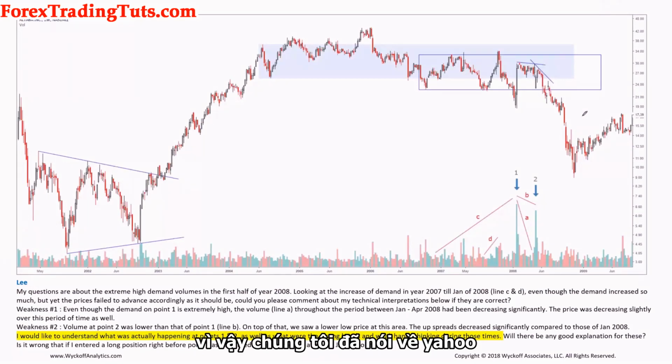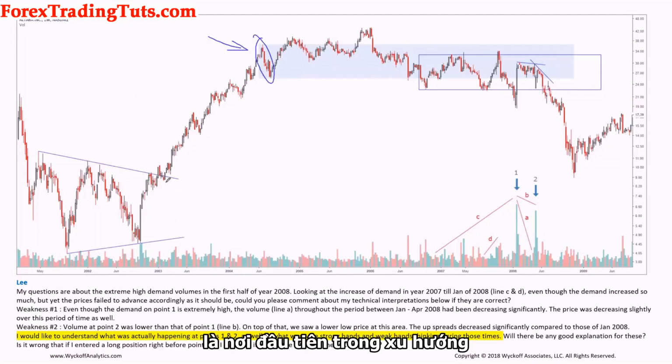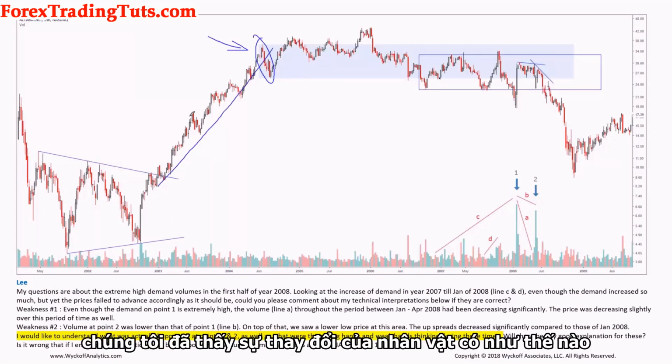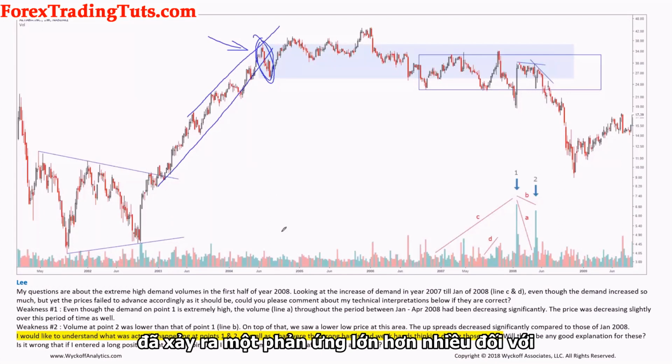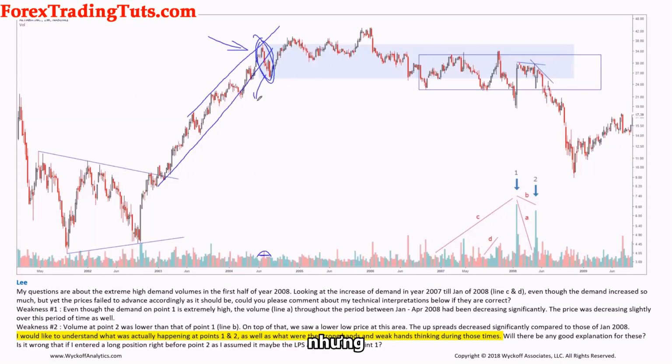So we've talked about Yahoo, and we were talking about Yahoo in the context of a change of character. This was the first place in the trend where we saw how the change of character has happened. A much larger reaction to the downside. There is not a lot of supply coming in. It's kind of flat, I would even say. But the result to the downside has increased, even though supply has not increased.